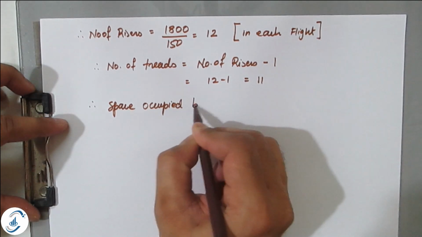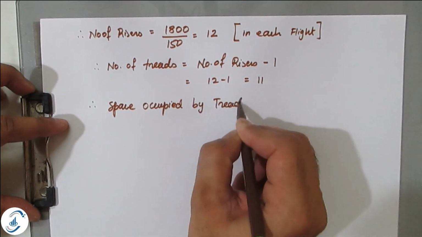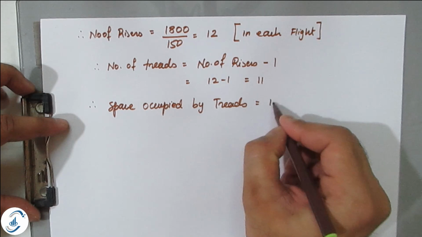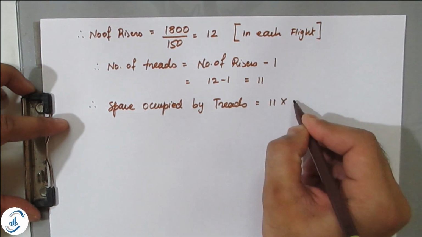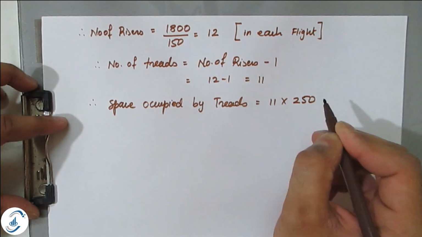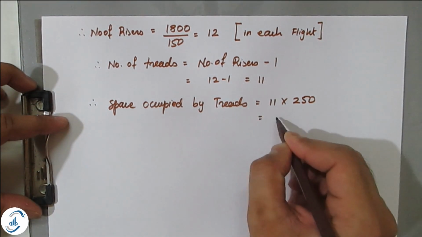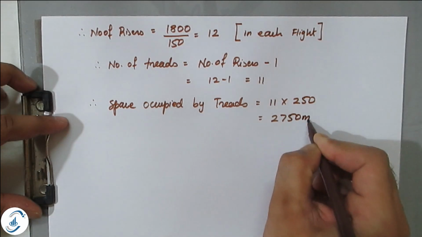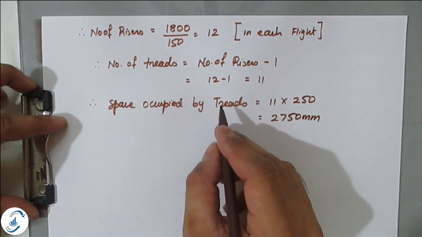Space occupied by treads is equal to 11 number of treads into 250, because we had assumed the size of tread as 250 mm. So this will come out to be 2750 mm. So this is the space occupied by treads.